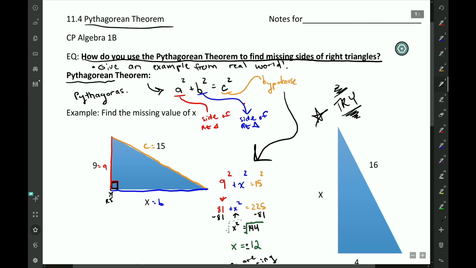Pythagorean theorem. Oh yeah, check out Pythagoras for maybe some D money. Bring some stuff for him.